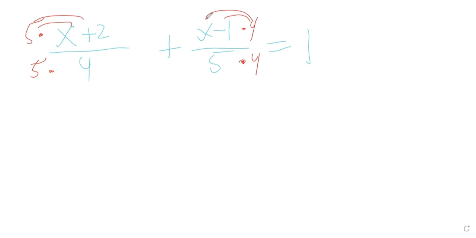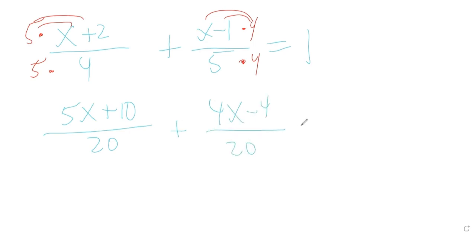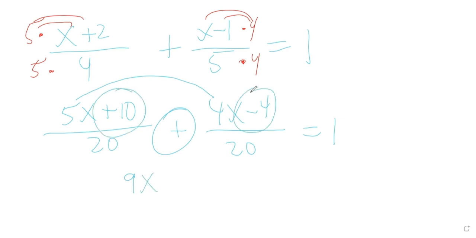So in the first fraction, we would have 5x plus 10 over 20. Addition. Distribute the 4 to this one: 4x minus 4 over 20. All this still equals 1. Now we have a common denominator, so you can merge the two fractions together into one. It says addition, right? So add 5x and 4x. Next, add positive 10 with negative 4. That results in 6 positive over 20 equals 1.